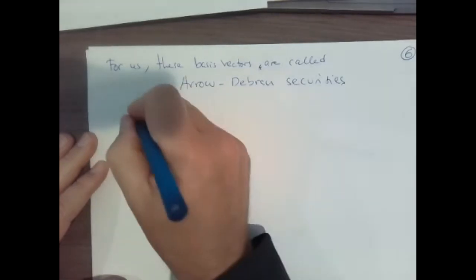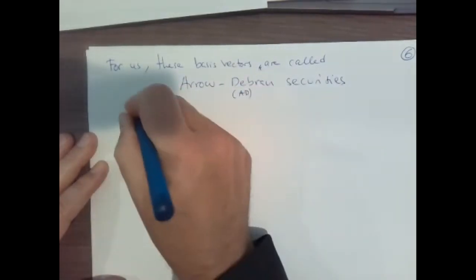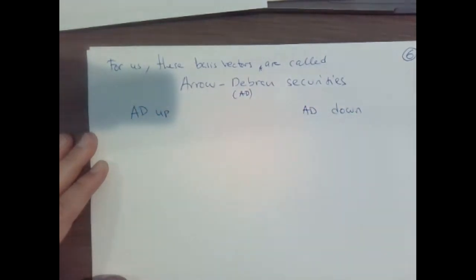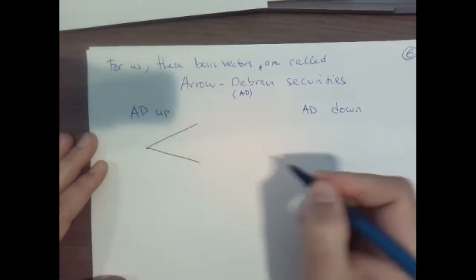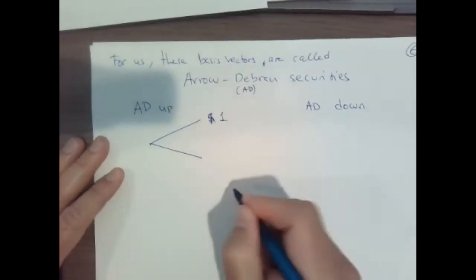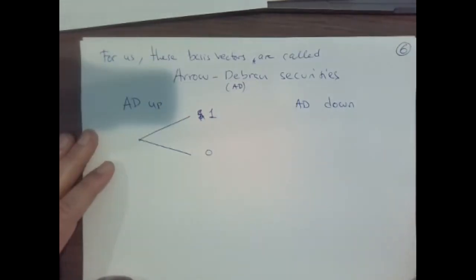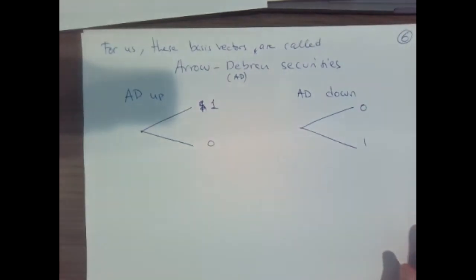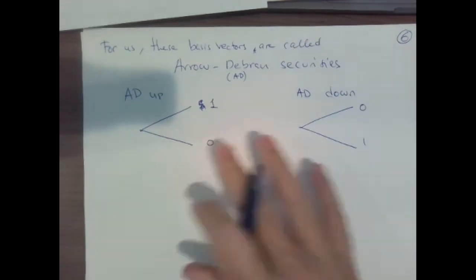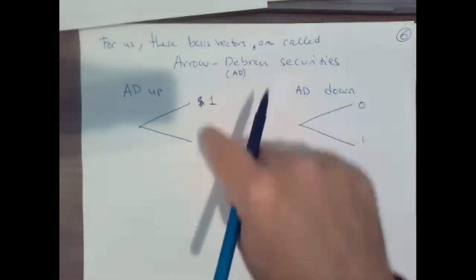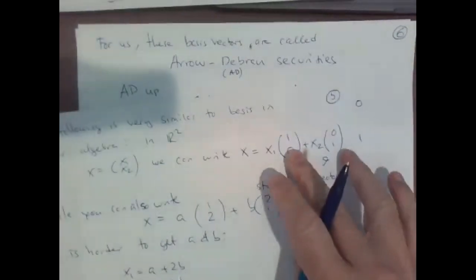So we're going to have an up. This is also just called AD. So we have AD up, we have AD down. AD up is something that looks like this. It'll go up to 1, go down to 0, and 0 and 1. So here you can clearly see the analog with the basis, because this is 0 1 and this is 1 0, this is 0 1, and that's exactly what we have over here.